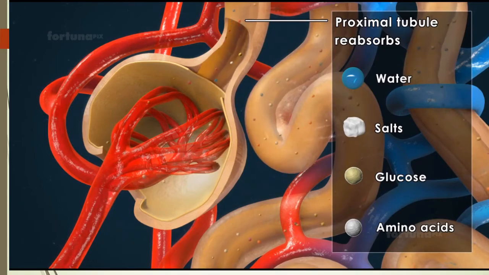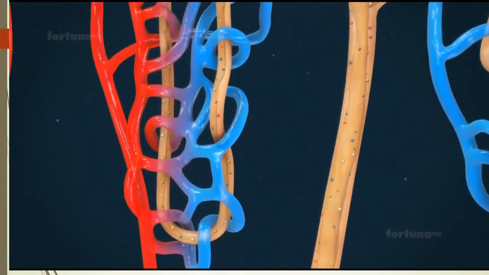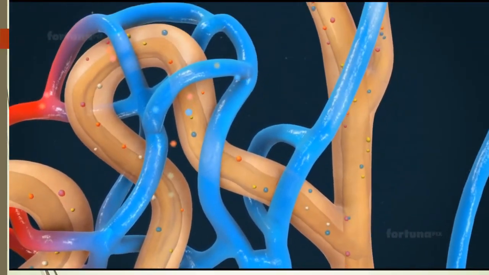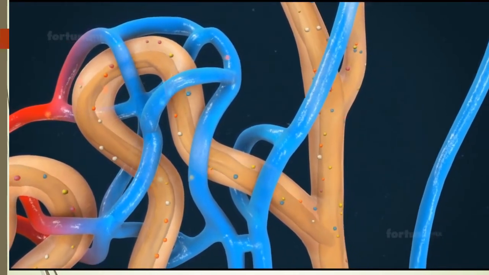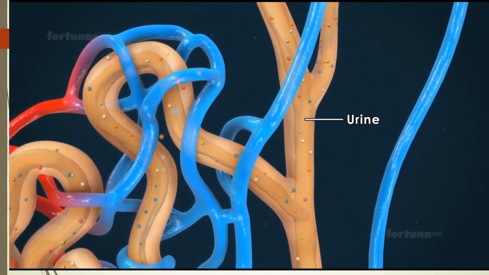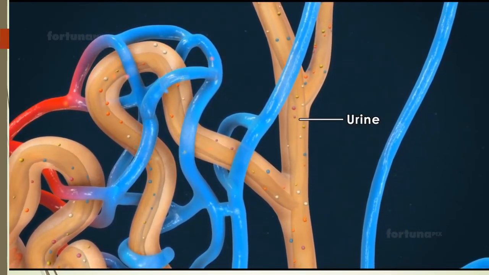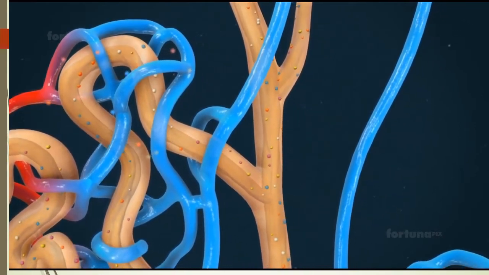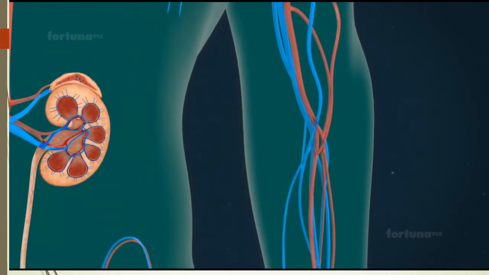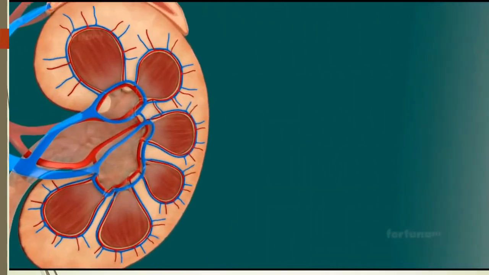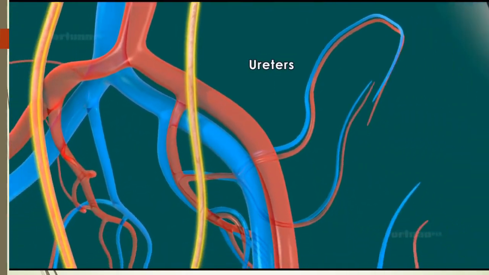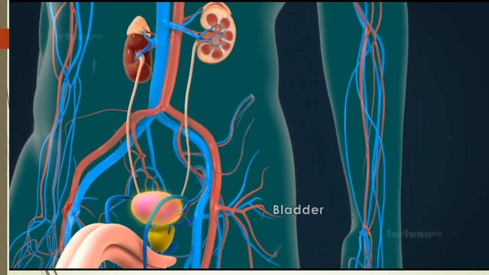Then comes the proximal tubule, which reabsorbs water, salt, glucose, and amino acids. Same function for the distal tubule also. And there will be the loop of Henle, not for reabsorption, but especially to control the water content. In this way, urine formation is done. I will discuss this functional part in detail again, but hopefully you already got an idea regarding this. Fine. So let's go to the next part.